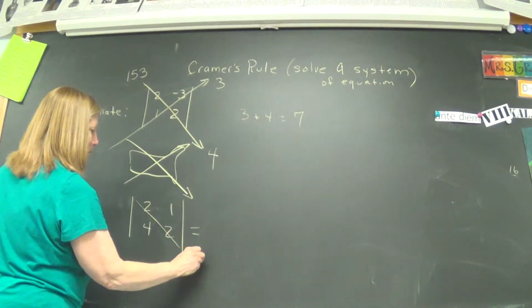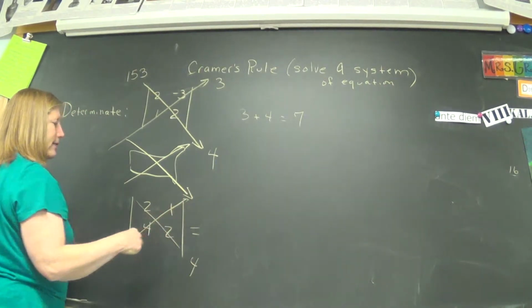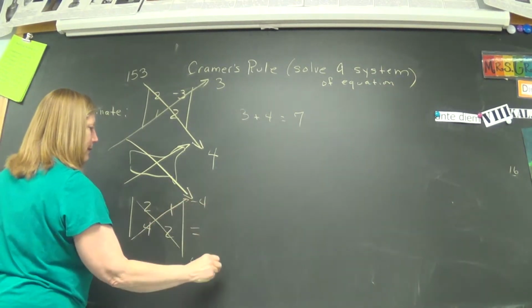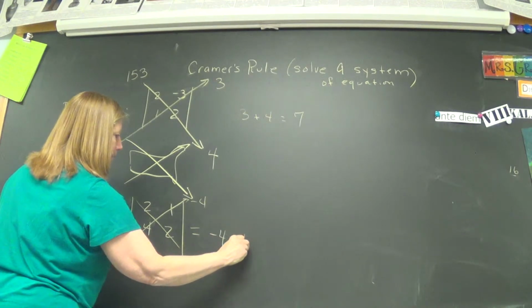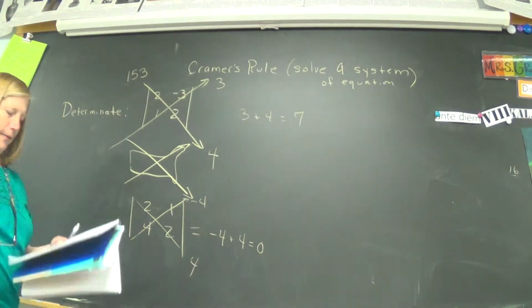2 times 2 is 4. 4 times 1 is the negative 4. 4 and negative 4 are 0. Well, that was no fun. Let's try one that's fun.